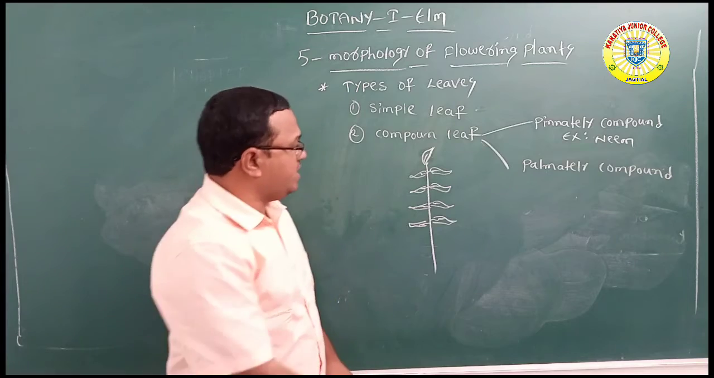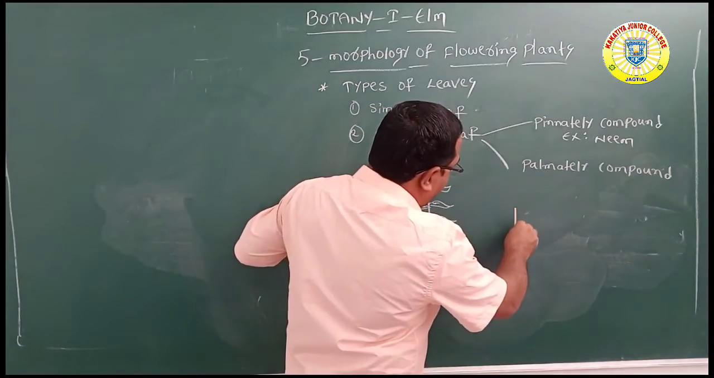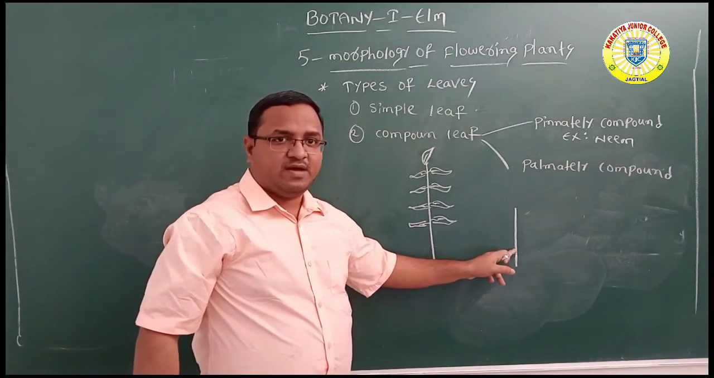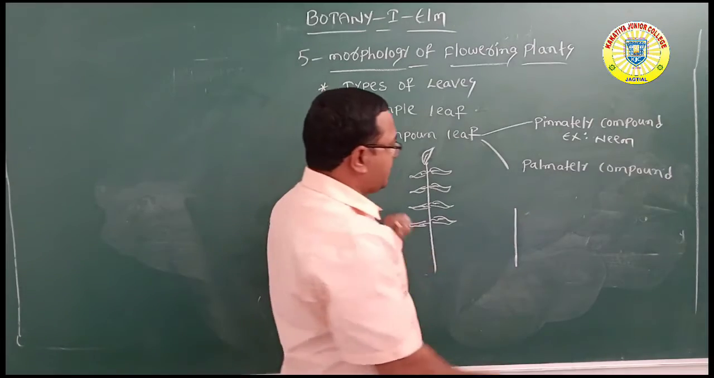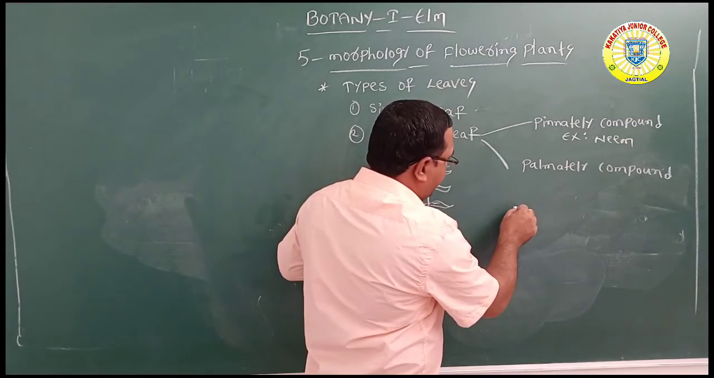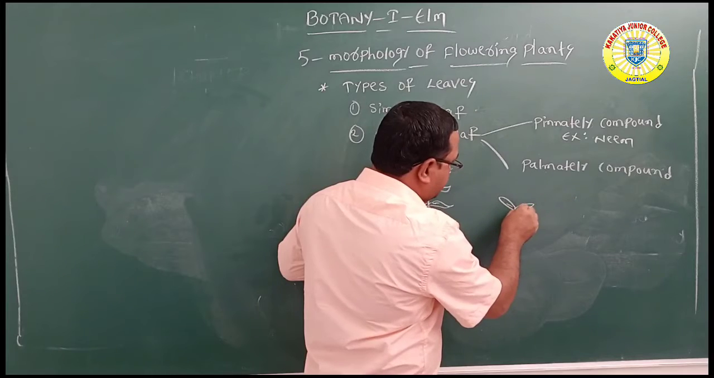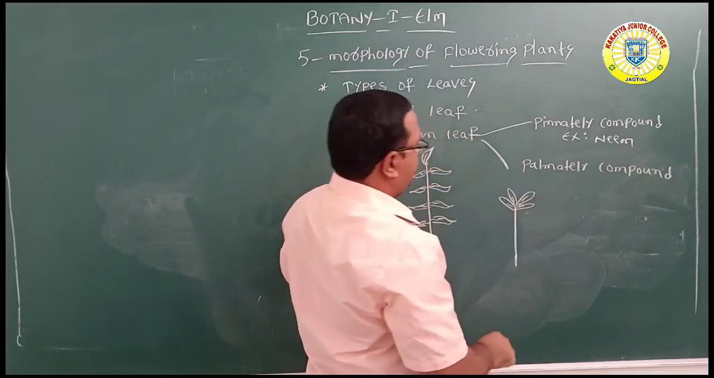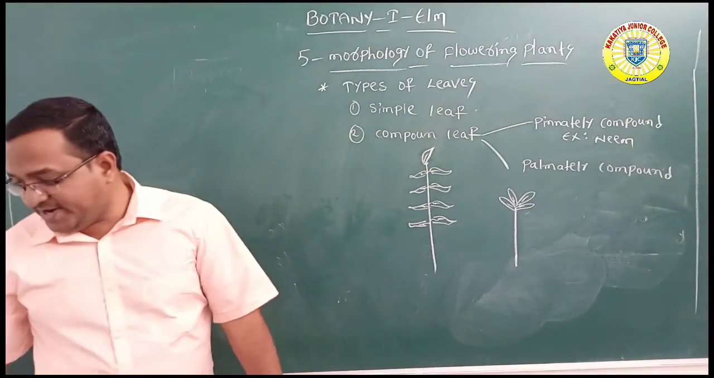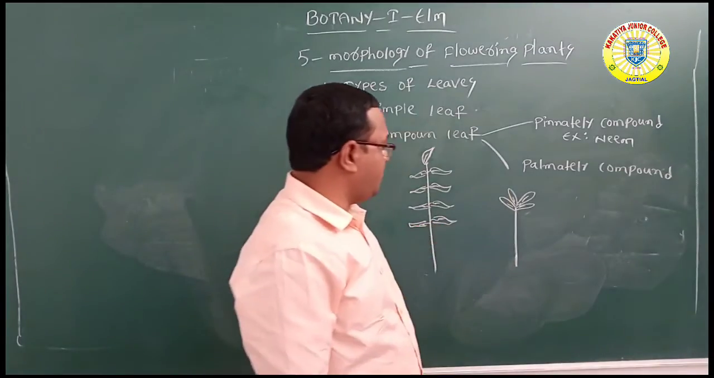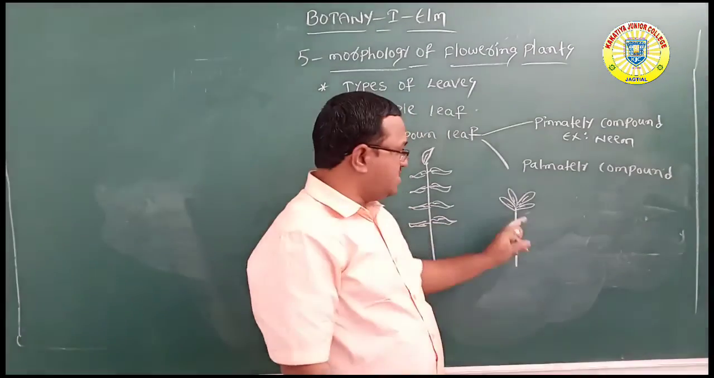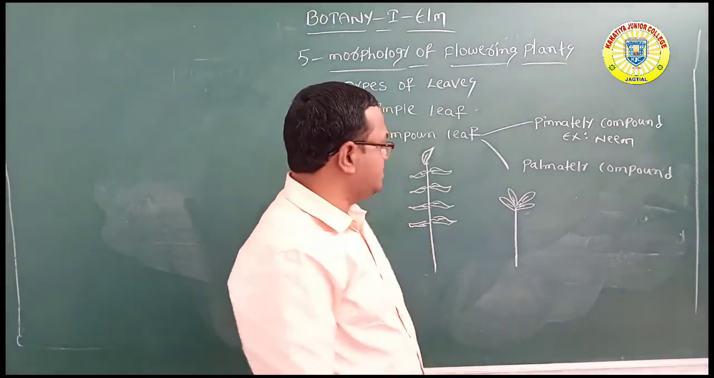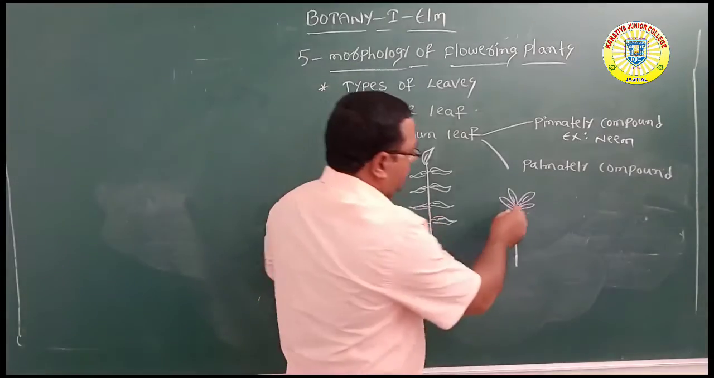In a palmately compound leaf, the leaflets are arranged at the tip of the petiole. This is the petiole or axis. At the tip of the petiole, you can see the leaflets are arranged. More leaflets are arranged at the tip of the petiole. So this is a palmately compound leaf.